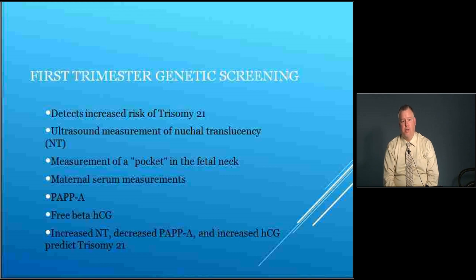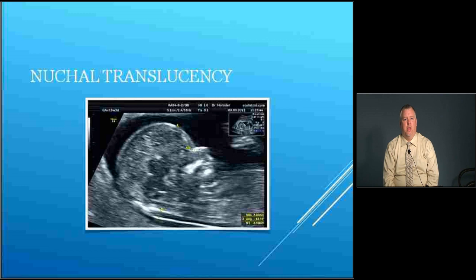If the nuchal translucency is increased, if there's a decreased level of PAPP-A and an increased level of HCG, that combination is predictive of trisomy 21. Here's a slide showing what nuchal translucency looks like, so you can see the fetus there, and near the bottom of the slide you can see the two little calipers, and that's measuring that nuchal translucency. So it's looking at that amount of tissue there between the outer layer of skin and that inner layer there. So that's what they're looking for with nuchal translucency.